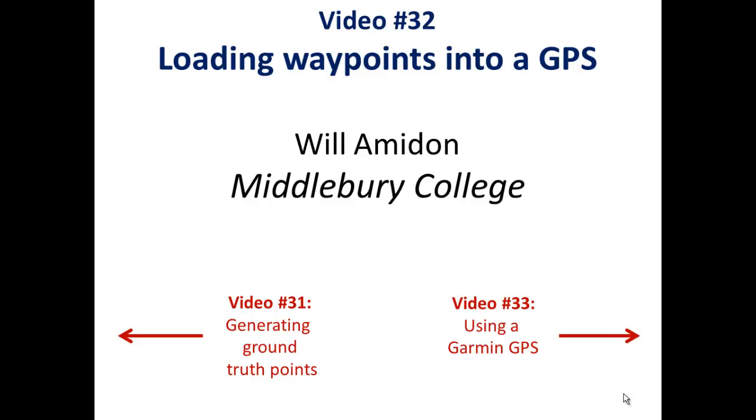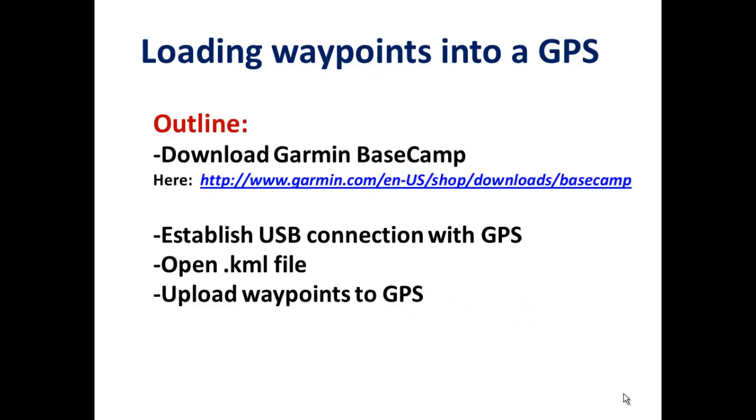So in the last few videos, we classified an image of Crown Point, New York, and then we generated ground truth points in ENVI. And the purpose of those ground truth points is so we can go out and visit exact pixels in our classification image and assess whether they're correctly classified or not. So in order to locate those pixels in the field, we needed to get the coordinates out of GIS and then get them into a GPS so we can actually find them on the ground. So in the last video, you exported those coordinates as a KML file. And in this video, I'm going to show you how to get them into your GPS.